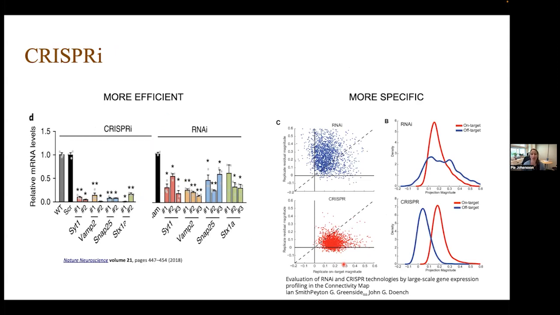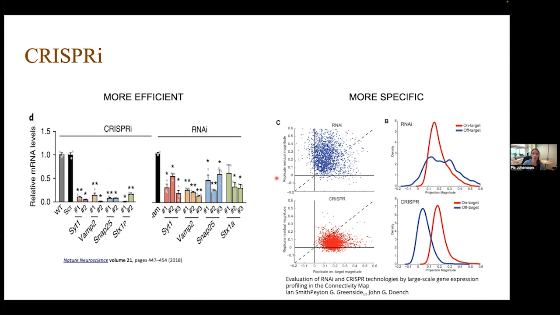Often people compare it to RNAi or other types of silencing on the RNA level. And CRISPRi is more efficient. So here is just one study that has shown that if you try to knock down the same genes, CRISPRi is more efficient than RNAi. But what is also important is that it is much more specific.